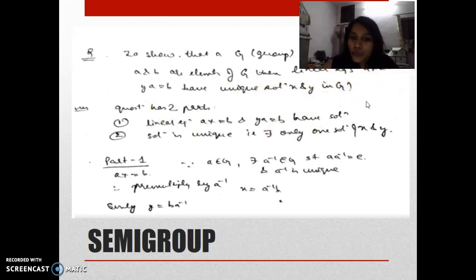So basically, what do we have to show here? Just read the question. We have to show first of all not only that these equations have a solution, but also that they are unique. Okay, so always bifurcate the question. So the question has two parts. It does not have just one part. You will not get marks if you just solve one part. So you have to solve two parts of it.